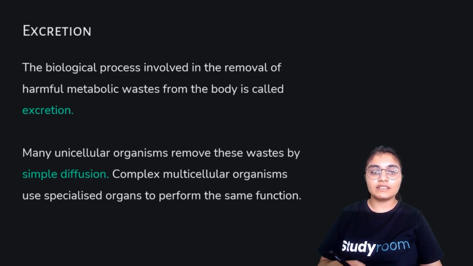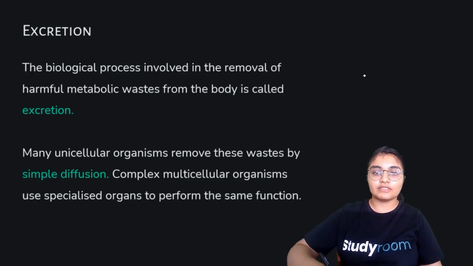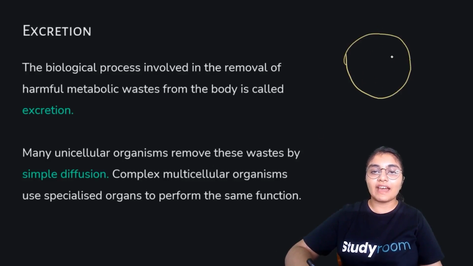That is what excretion is. Now, there are many unicellular organisms which remove these wastes by simple diffusion. But in complex multicellular organisms, there are specialized organs to perform the same function. Now we'll be talking about unicellular organisms. They have only one cell, and this one cell is directly in contact with the environment.